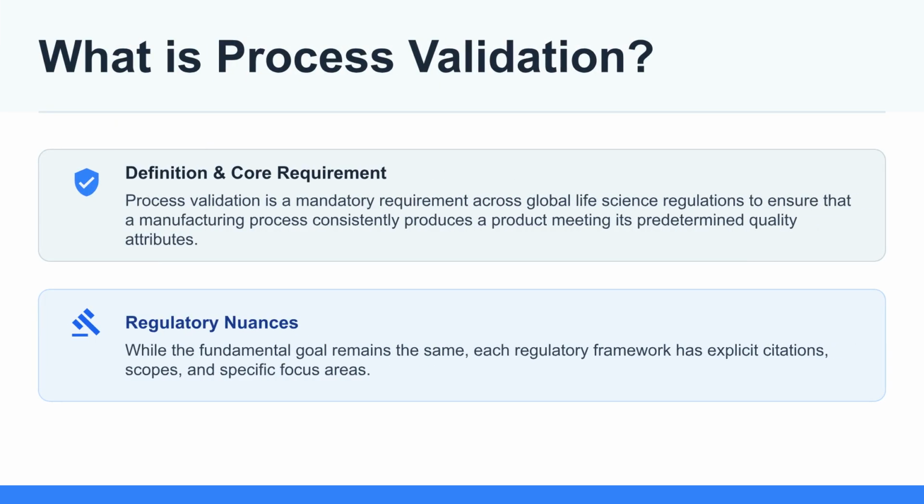Process validation is a mandatory requirement to ensure a manufacturing process consistently produces a product meeting predetermined quality attributes. While the core goal is the same, each regulatory framework has specific citations and focus areas.